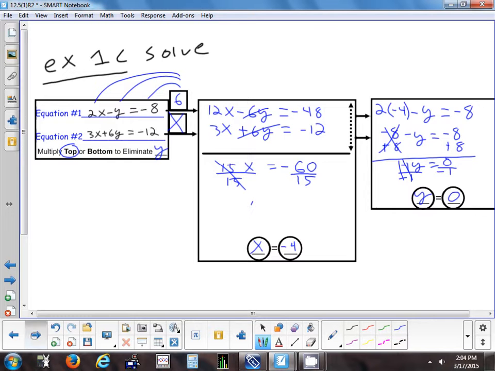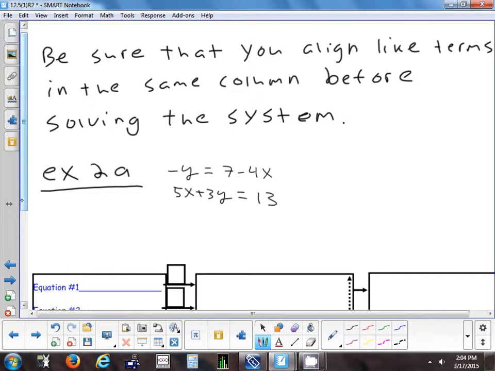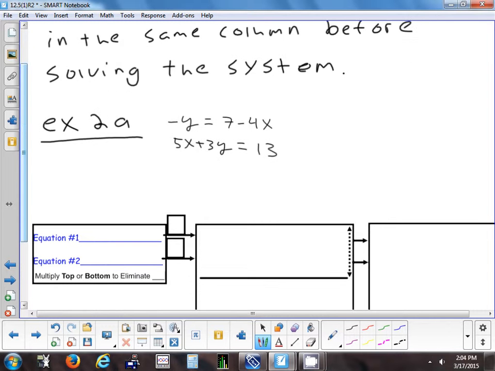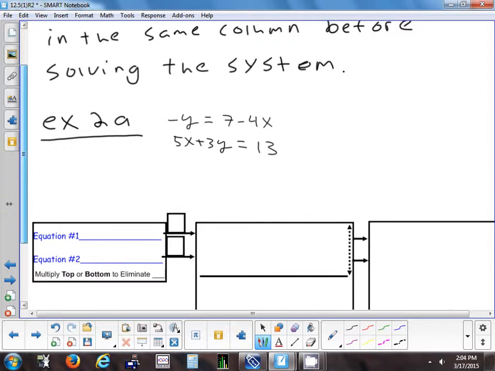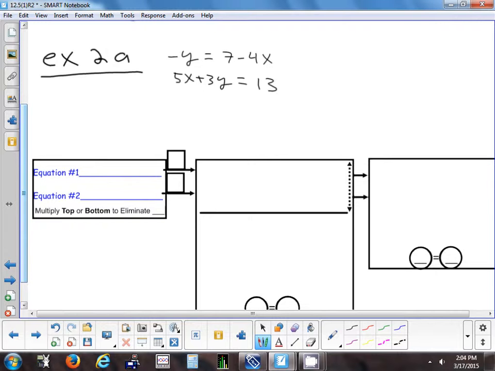Okay. So we're going to look at a type where now you have to line up the like terms in the same column. They're not lined up yet. So before we even write anything in equation 1 and 2, I don't want to put anything in these boxes till everything is nice and lined up. Okay? Mr. Roy said we got some scrap, we got some room down here. We're going to do some work down here to fix what we need to fix.